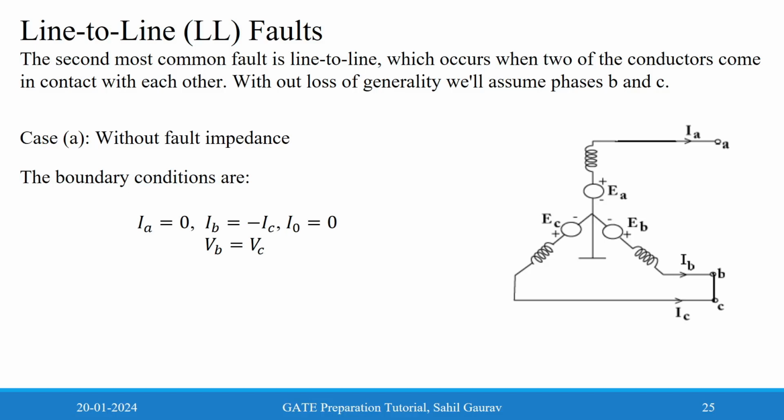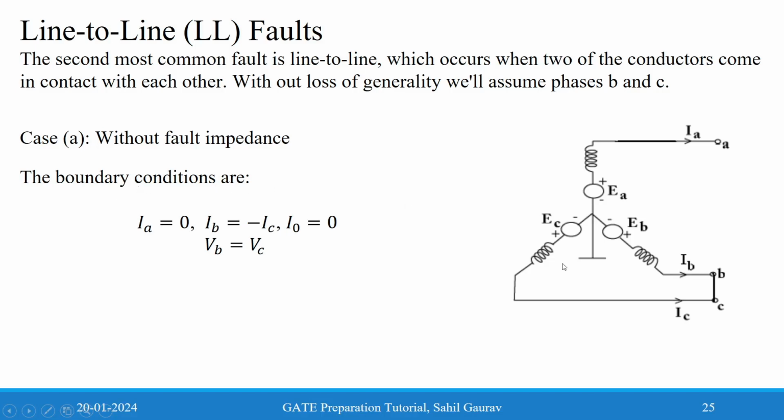So it occurs when two of the conductors come in contact with each other. Without loss of generality, we will assume phases B and C. So here we are assuming this fault is happening between phase B and phase C. So, similar to the previous case, in this case also we will consider first the case without fault impedance, that is ZF is equal to 0.